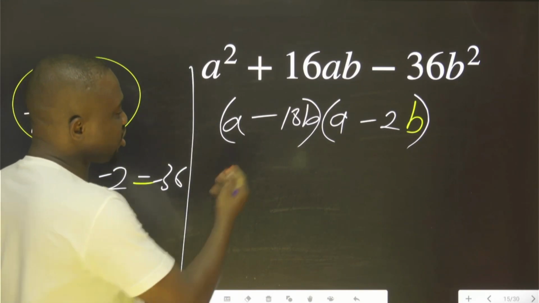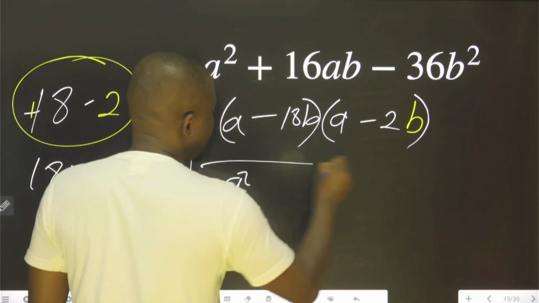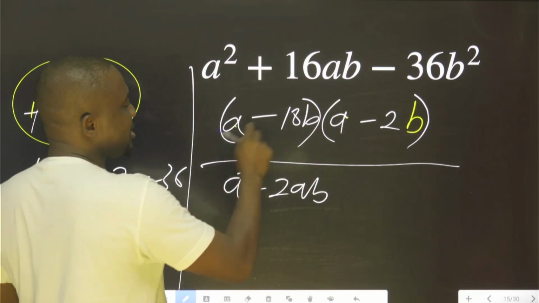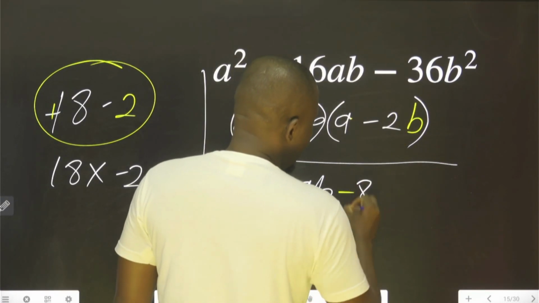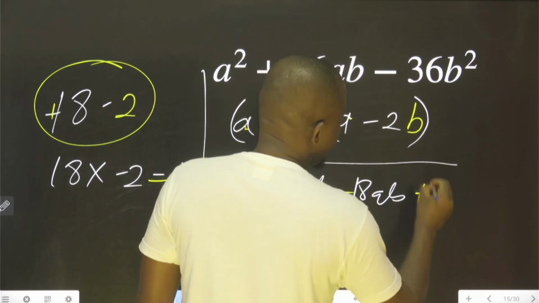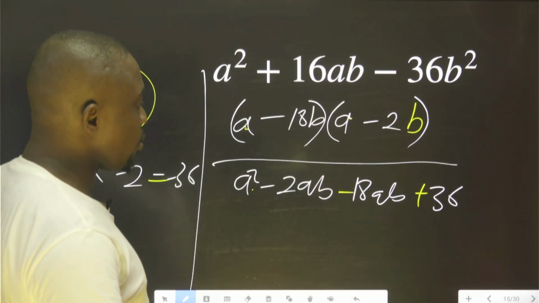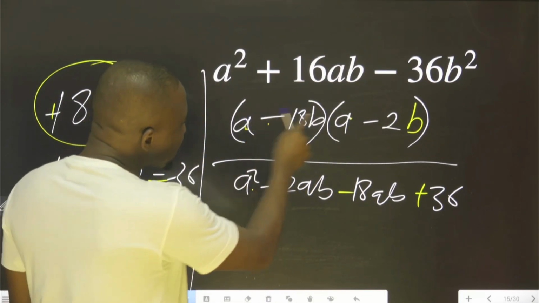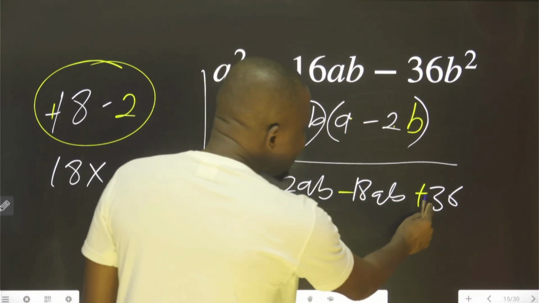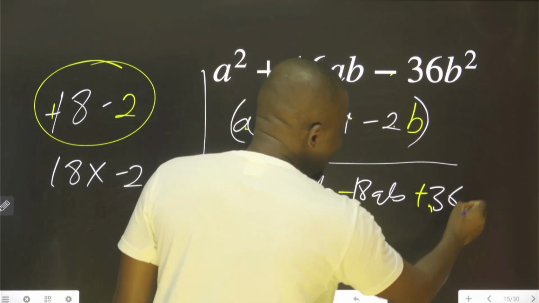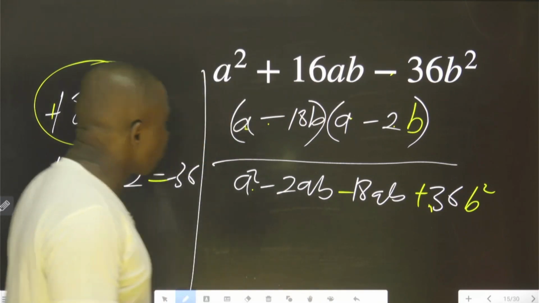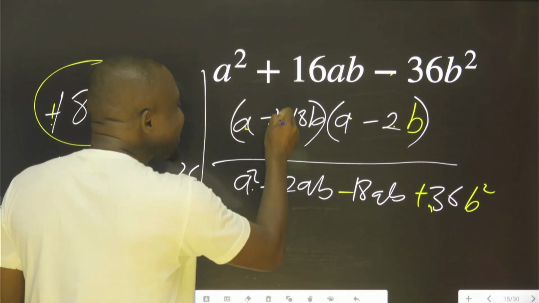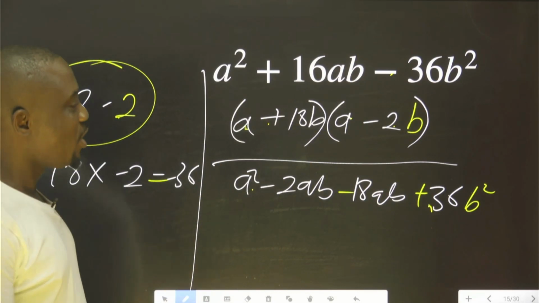If you want to check, you can check. A squared minus 2ab, that is this multiplied by this multiplied by this is this. This is 18ab plus 36. You see why it's good to check? While I was checking now, I found that it's minus minus I put. And that minus minus is giving me plus 36. And here it's not plus 36 b squared. It's minus 36 b squared. If I come back here now, I actually say plus 18 and minus 2. Plus 18, not minus 18. See? So I have to go back again.